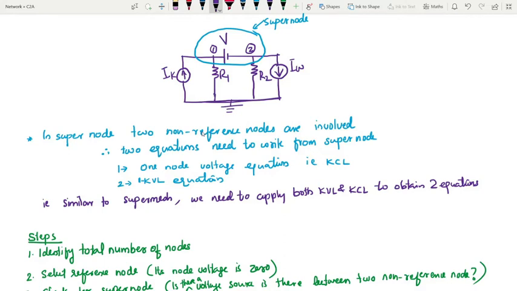So there is a mix of KCL and KVL we need to apply, just like in the case of super mesh analysis. Here, in the case of supernode analysis, one equation is based on KCL. We need to apply the KCL equation at the supernode. And another one is a KVL, voltage equation we need to write. So a mix of KCL and KVL needs to be applied for both super mesh and supernode analysis.